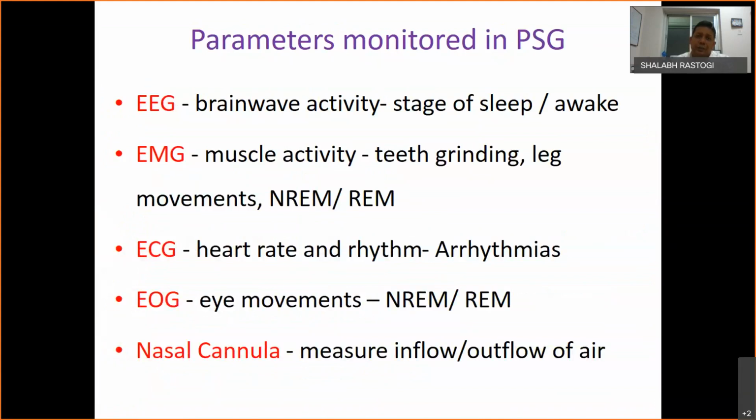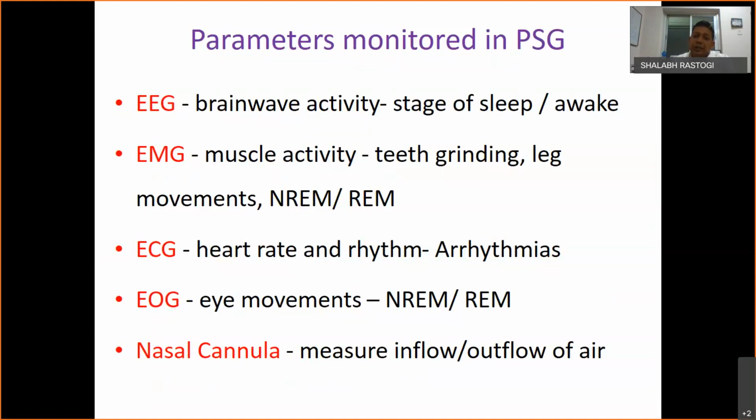So what are the parameters we monitor in polysomnography? We monitor EEG, which tells us the brainwave activity and suggests the sleep stage. We monitor electromyography, which monitors the muscle activity. We put it over the masseter, submentally, and on various limbs, so that we can notice bruxism and awakening of the patient.